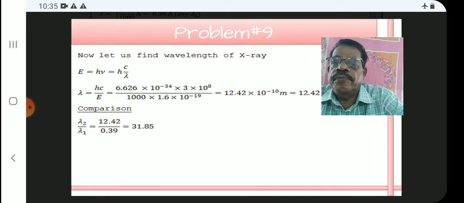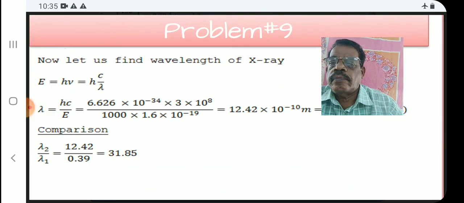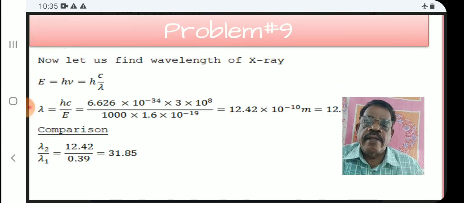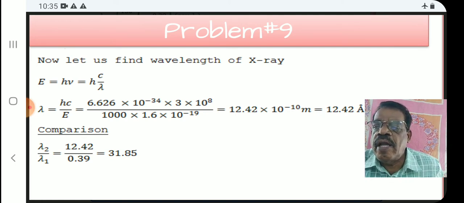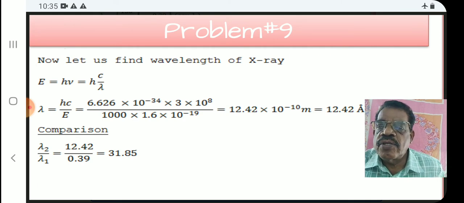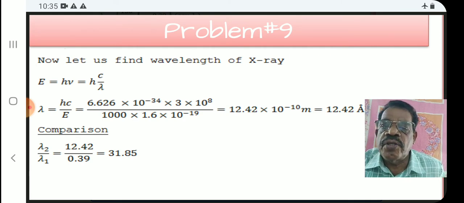X-rays. X-ray radiation is a photon. The energy we write as E is hν, that is hc by lambda. So lambda is hc by E. Put the values: 6.626 into 10 raised to minus 34 into 3 into 10 raised to 8 by 1000 into 1.6 into 10 raised to minus 19.